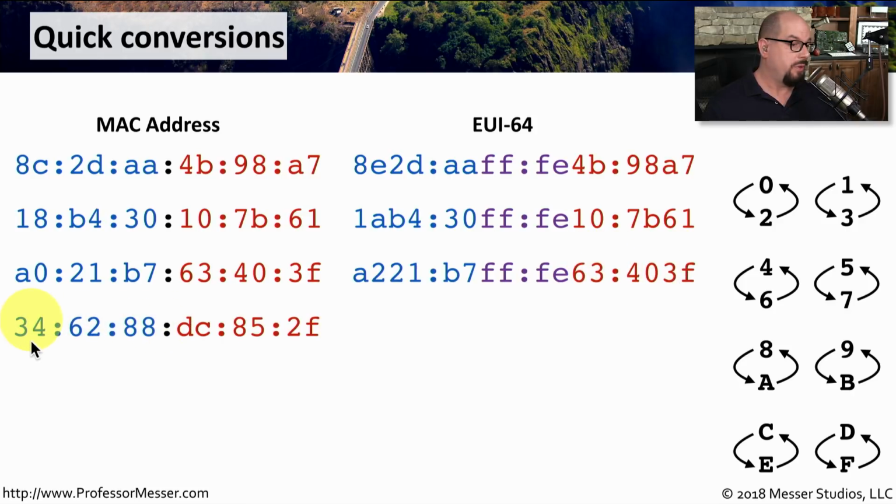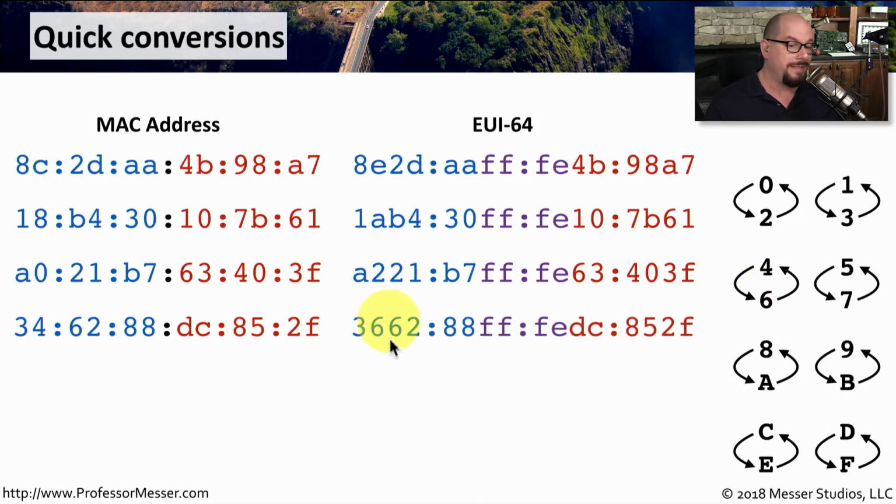This MAC address starts with 346288. We'll look at that 4 value, see that the corresponding number is a 6, so that will change to a 366288. Again, putting the FFFE in the middle and then finishing with the last 3 bytes of the MAC address. So you can see the conversion process goes pretty quickly by using your conversion chart and simply converting between the MAC address and the EUI64.